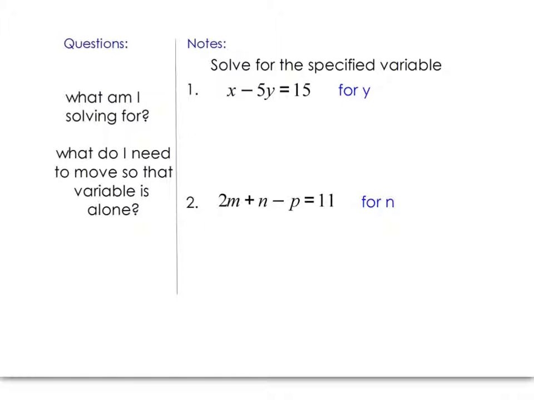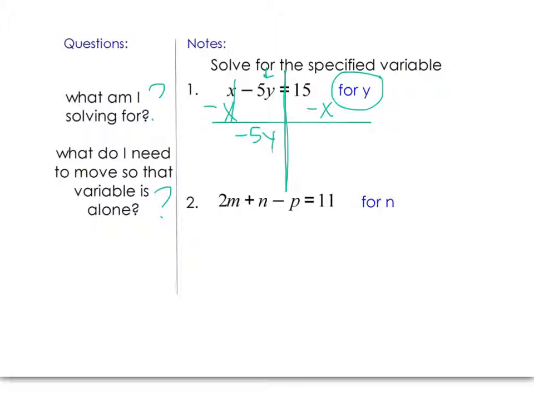So, solve for the specified variable. My questions are, what am I solving for? And then what do I need to move so that variable is alone? Well, my first one, I'm solving for y. So I have this y right here. I'm trying to get y alone on the left side of my equal sign. So take away x from both sides.